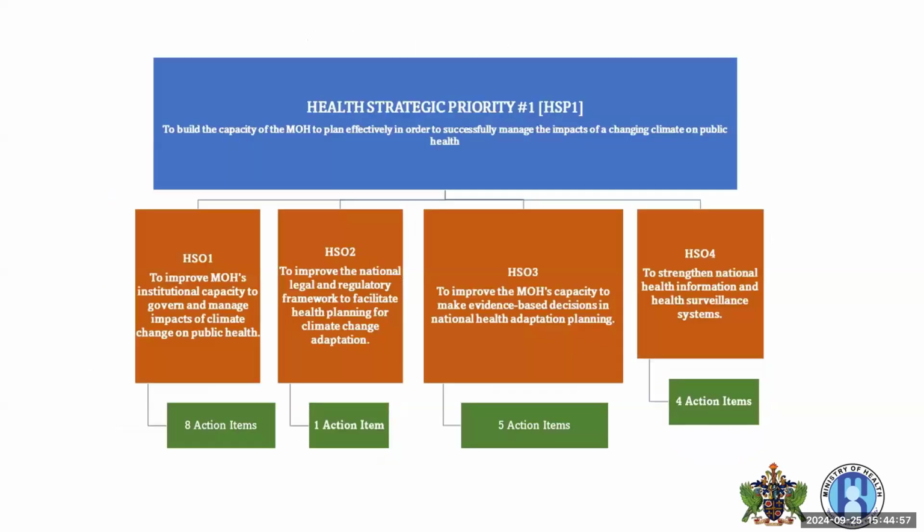So I just gave a little snapshot of what we had under our first strategic priority. For our first priority, we had 4 strategic objectives with different action items. We had to improve the institutional capacity to govern, looking at the national legal and regulatory framework to facilitate health planning and climate change adaptation, to improve the capacity of the MOH to make evidence-based decisions, and to strengthen the national health information and health surveillance system, which would lead to better planning.